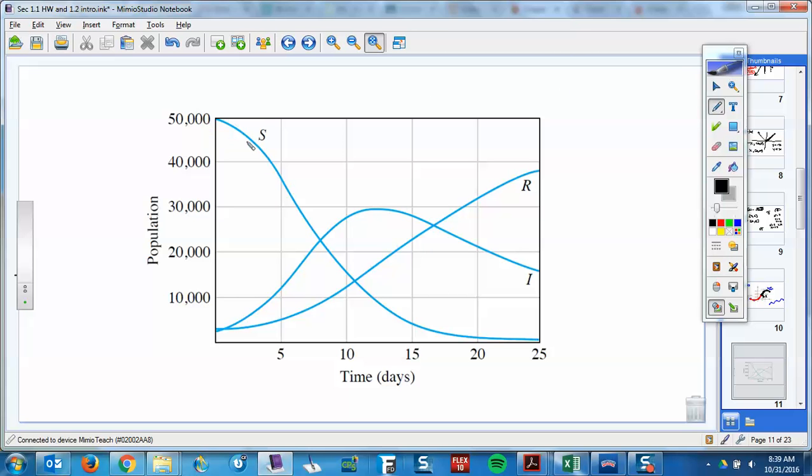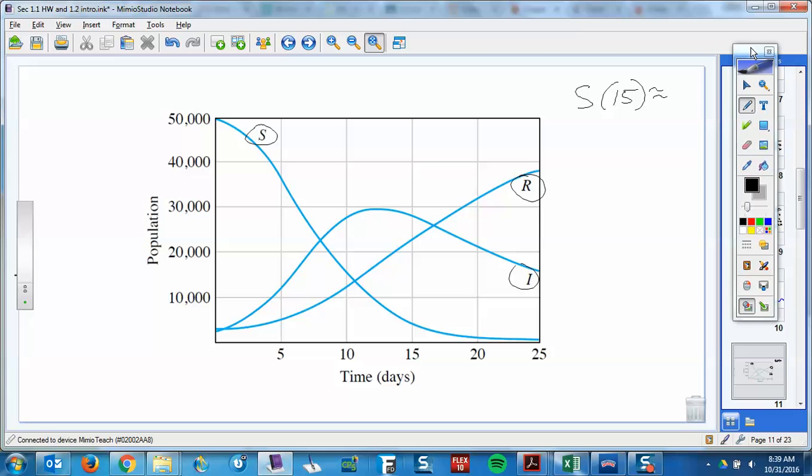So, like, we've got 3 different functions here. If I ask you S of 15, to approximate S of 15, what would you say? S of 15 is approximately how much? 4,000, right? You're just reading this y value right here. Then if I asked you to tell me what that means in words, what would you say? No, not 15 people. On the 15th day of the epidemic, right?